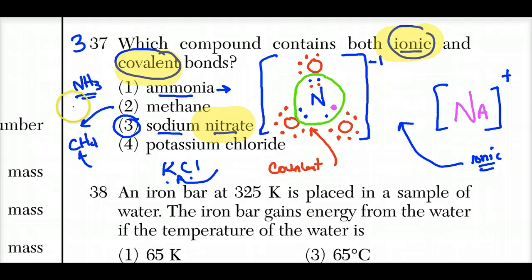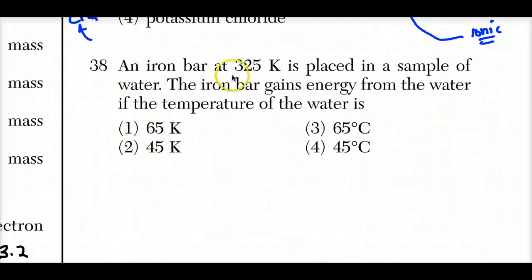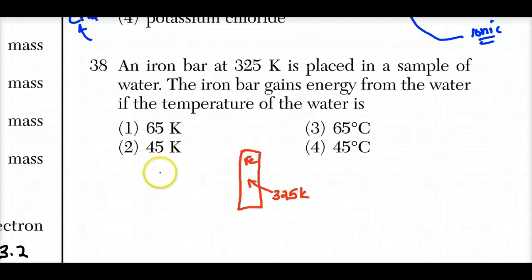Again, I probably overtaught it, but hey, I'm tall. Okay? Number 38. An iron bar at 325 Kelvin is placed in a sample of water. The iron bar gains energy from the water if the temperature of the water is what? All right, well, let's think about this. Heat always flows from hot to cold. So I've got a red iron bar, Fe. It's at 325 Kelvin. That's its temperature.